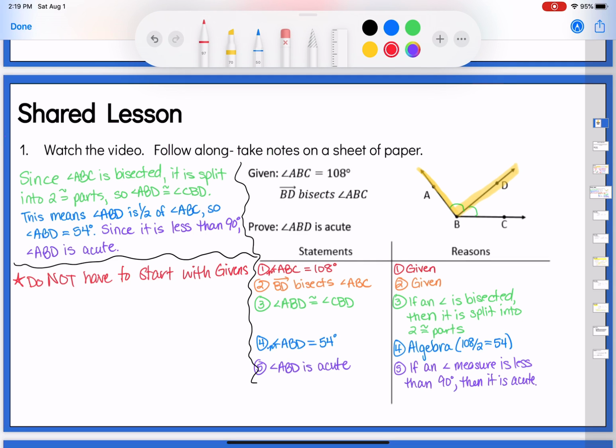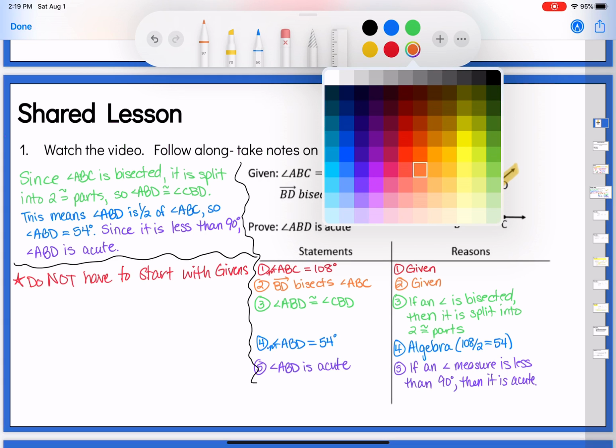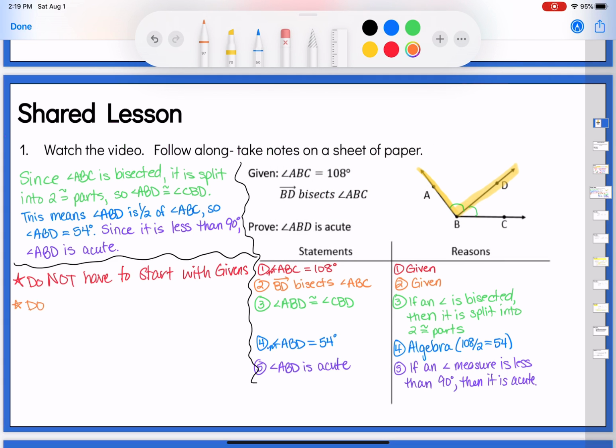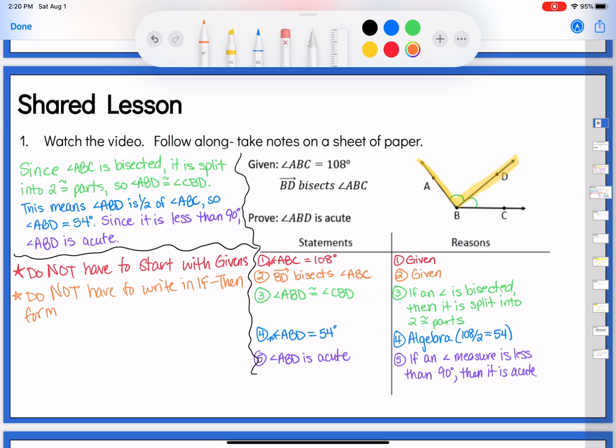So you do not have to start with givens. Notice also, I did not have to write an if-then form. And that's another thing that you do not have to do for paragraph proofs. However, we do have to write in complete sentences. So that's a little bit different, right? You do not have to write an if-then form, but you do have to use full sentences.